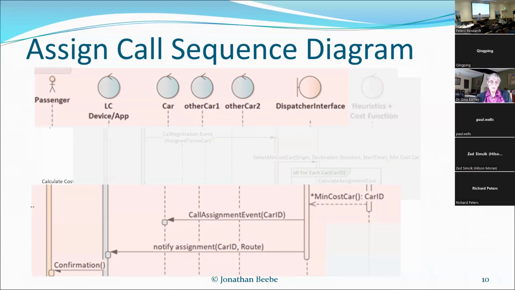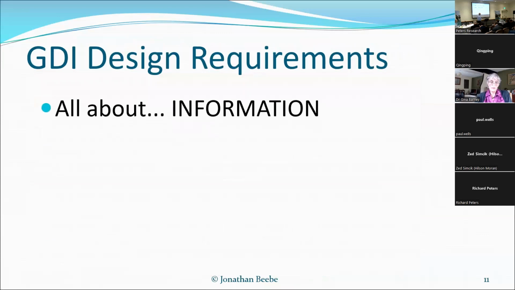So what can we learn from this analysis that I've just stepped through with this sequence diagram? And the answer is, it's all about information. Originally, when I started thinking about a global dispatcher interface, I thought, well, obviously there'll be a function call that says, assign this call. Actually, we never said that until we got right behind the interface to the dispatcher itself. We were talking about creating information, updating that information, and then notifying that information to somewhere else.